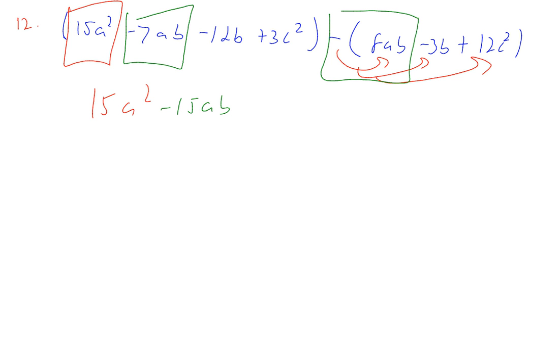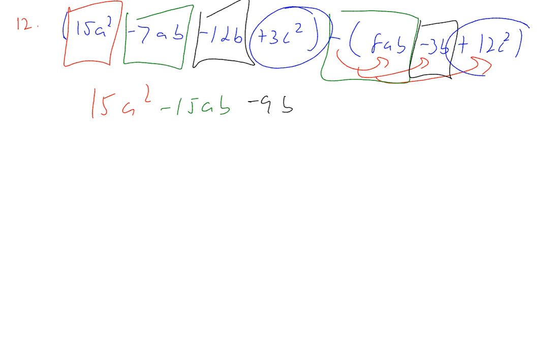Going in alphabetical order, I now do my B's. Negative 12 B's. Be careful. Positive 3 B's is a negative 9 B's. And I finish off with my C squareds. Positive 3 C squareds. Be careful. Distribute the negative. Negative 12 C squareds for negative 9 C squareds. 15a squared, I hope, negative 15ab minus 9b minus 9c squared.